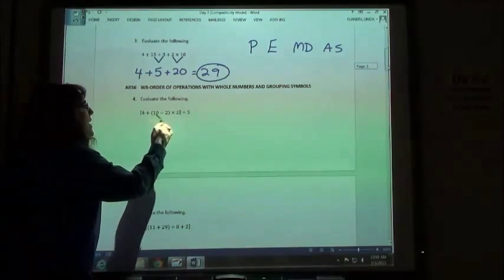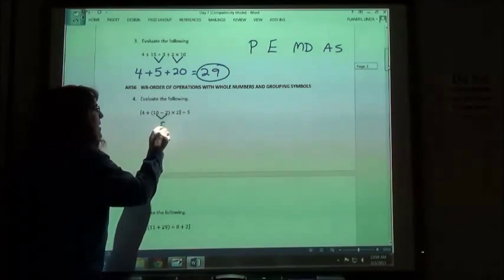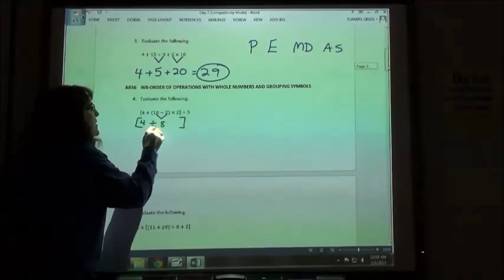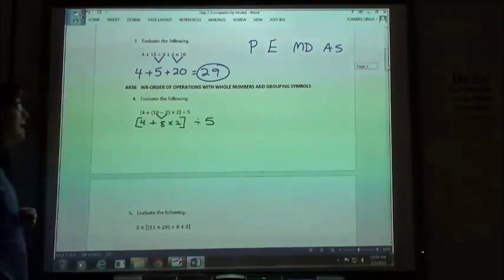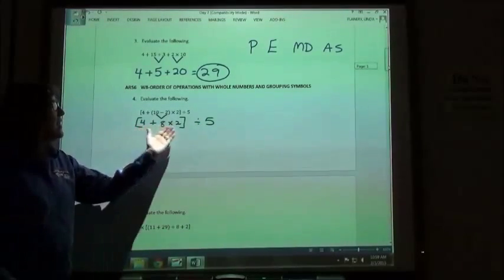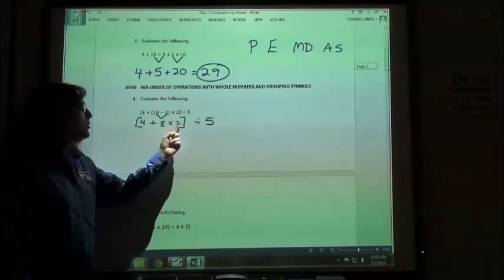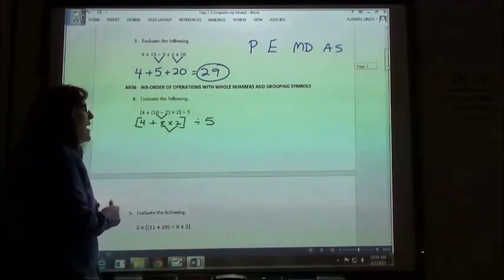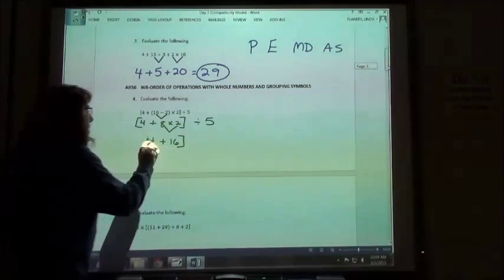So I'm going to start here and do the 10 minus 2 first. 10 minus 2 is 8. So in my brackets, I have 4 plus 8 times 2, and then of course the divided by 5's on the outside. I then simplify inside the brackets so that it's down to one number, but I have to follow my order of operations. I'm going to multiply before I do any adding, so I have to do the 8 times 2 first. So I'm going to get 4 plus 16 in my brackets.